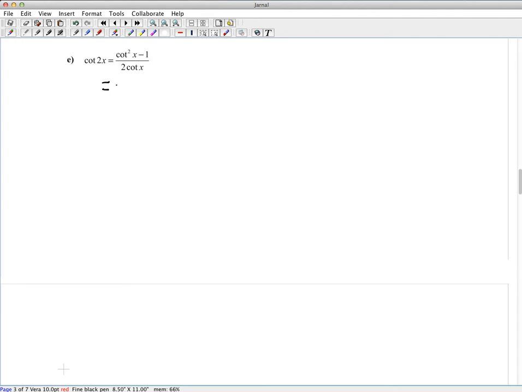So this is going to equal cosine squared x over sine squared x minus 1, over 2 cosine x over sine x. And then the next thing I would do is on the top half of this, get a common denominator. So I'll multiply this 1 by sine squared x over sine squared x.